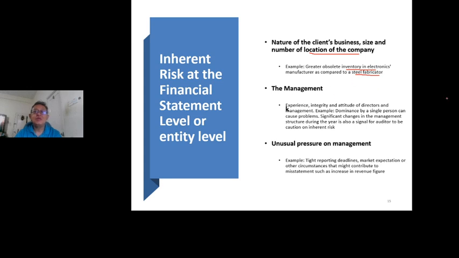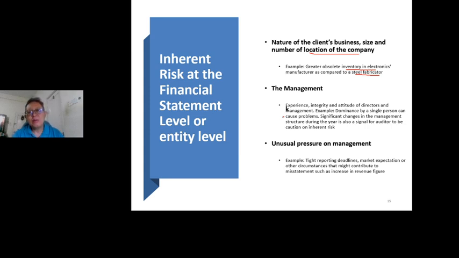And then it depends on the management. It depends on the experience, integrity, and attitude of directors and management. Sometimes you can look at the management. If the company has a very high management turnover, they keep on changing the directors, they keep on changing the staff, maybe that particular entity or organization is at a very high inherent risk. Why? Because they have a lack of experience, the integrity is not being measured properly, and sometimes we don't know the attitude of the directors.